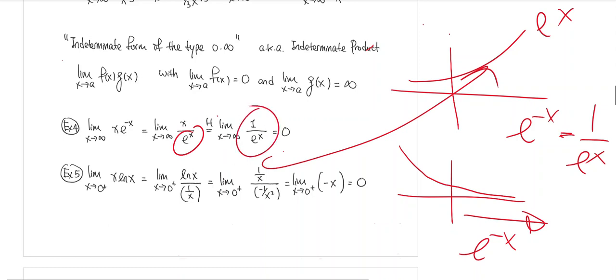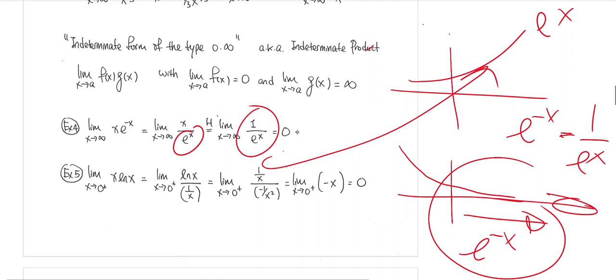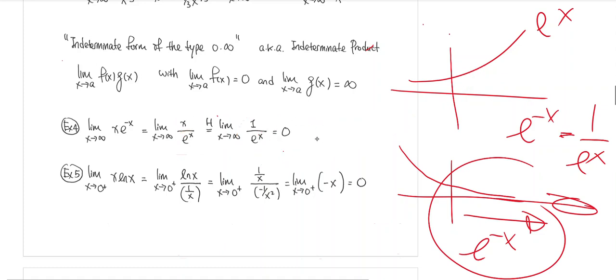So this limit is the same as this. When x goes to infinity, you know the thing goes to 0. That's the reason why it's 0. So L'Hopital rule says that that limit is 0. Okay, that's an easy example.